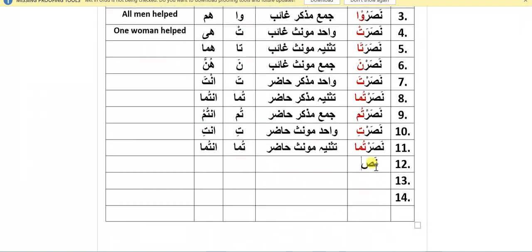Then we have nasartunna, jama muannas hazir. Tunna is a sign and antunna is a zamir inside it.